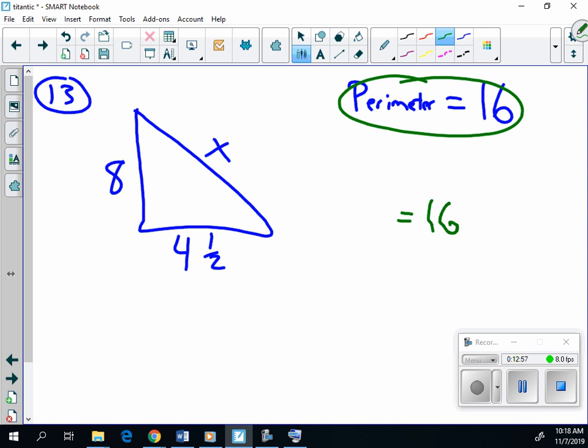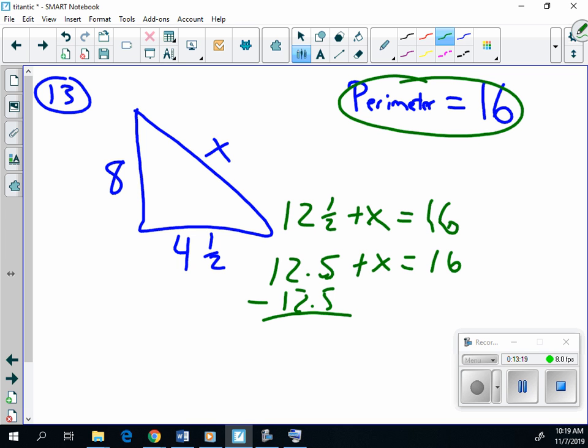So equals 16. Well, I have 8 plus 4.5. I'm just going to add that up in my head and go 12.5 plus x equals 16. Okay, I'm going to write 12.5 like this. Is that okay? 12.5 is the same as 12 and 5/10, plus some x equals 16. I'm going to go ahead and take away 12.5 from each side, giving me 0 here and giving me x by itself. But I have to take away 12.5 over here.